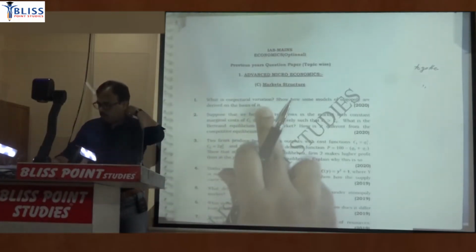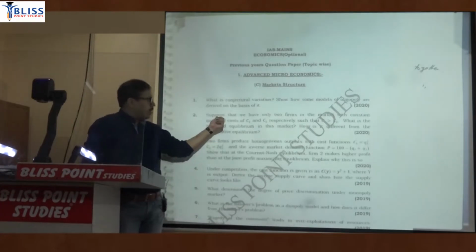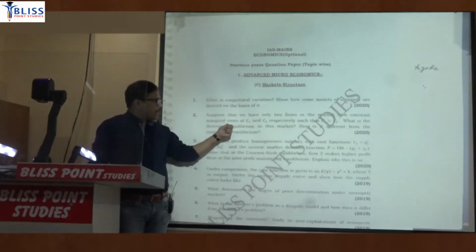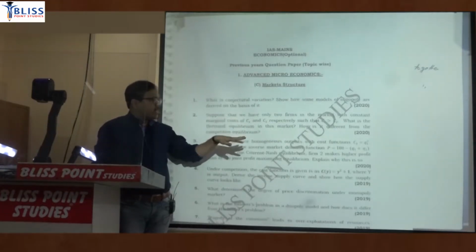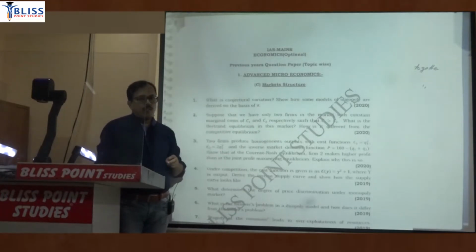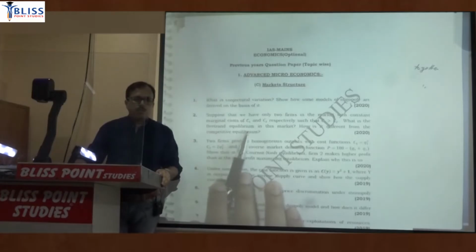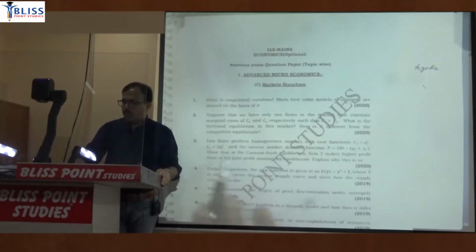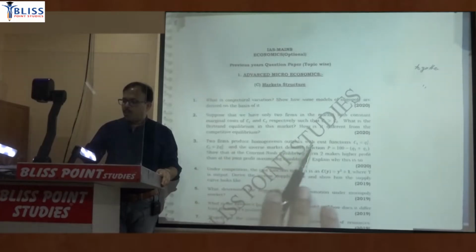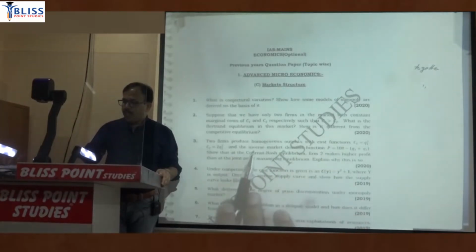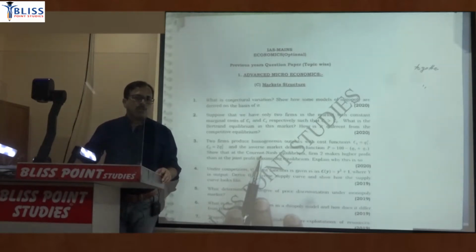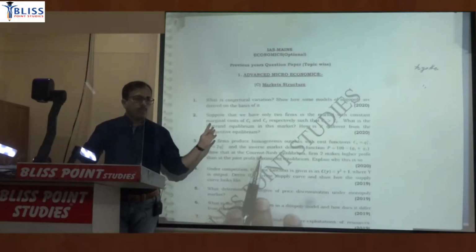Now look, this question is in one form. The second question, if you read, says: suppose that we have two firms in the market with constant marginal costs C1 and C2 respectively, where C1 is greater than C2. What is the Bertrand outcome in this market? So one question came on conjectural variation, and the second question was on the Bertrand model. And if you read the third question: two firms produce homogeneous output with constant cost, with a cost function and inverse market demand function. Show that at the Cournot-Nash equilibrium. So this third question is basically on the Cournot model, but this was basically a numerical question. We'll solve this numerical as well. All these three questions were from oligopoly, from the market sector.